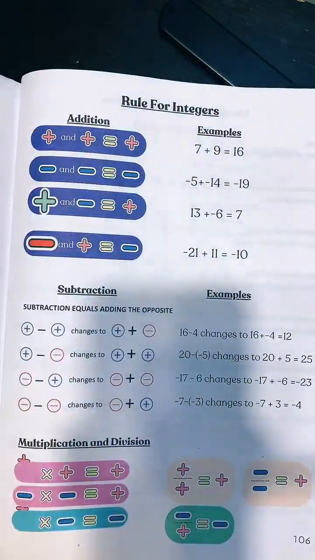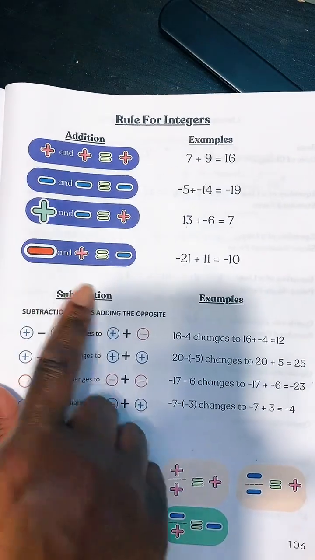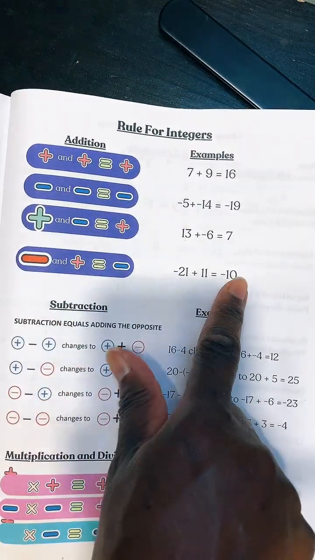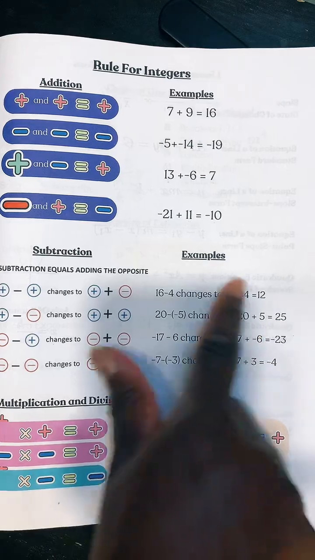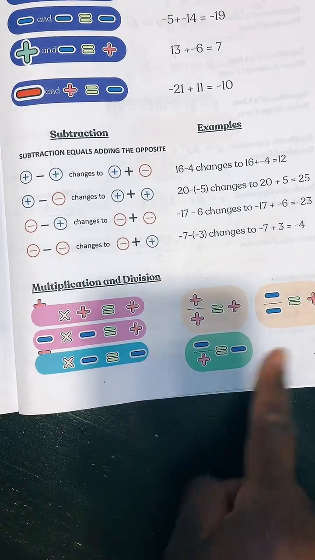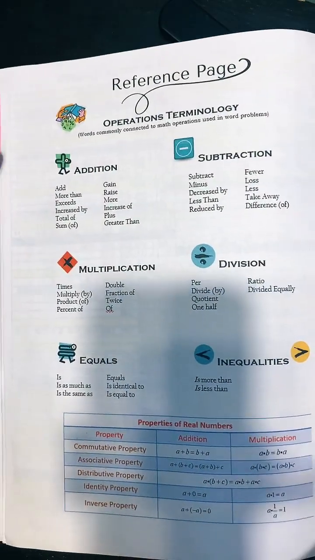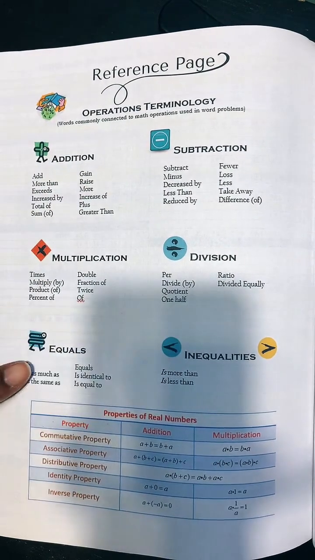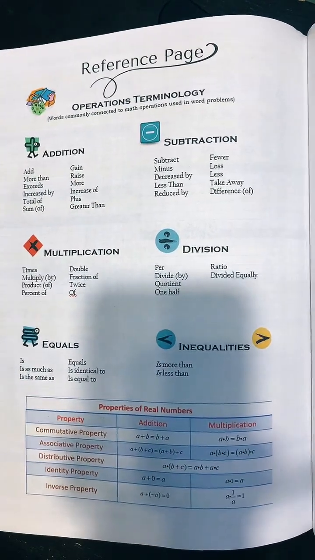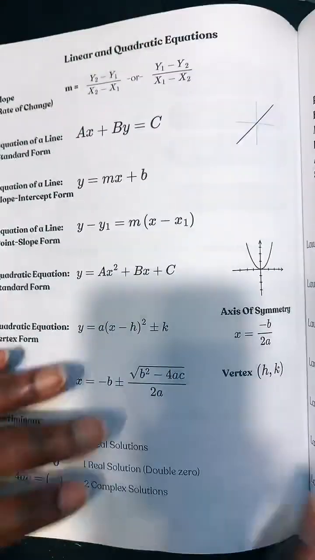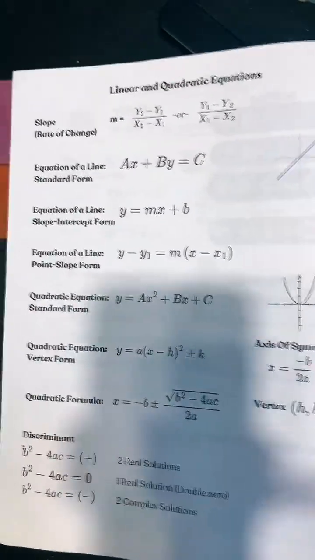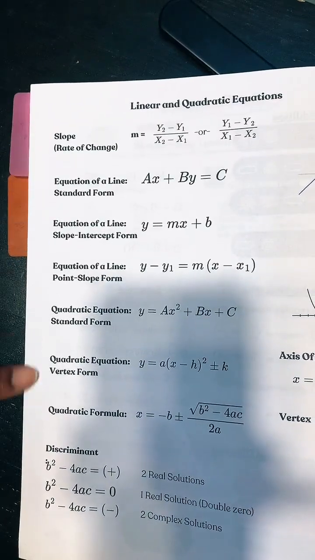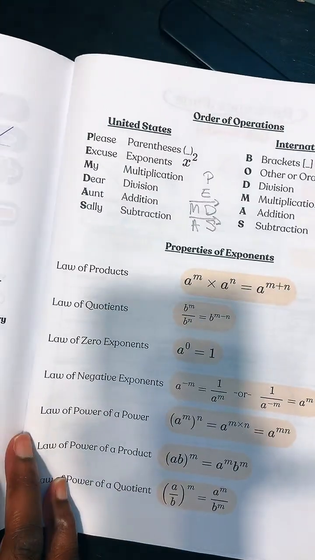Then in addition to that, the rules of integers. Remember we were talking about the rules for adding, subtracting, with examples, multiplying and dividing. If you get into word problems, the most used word problems for adding, subtracting, multiplying, dividing, equals, inequalities. Then once you go to linears and quadratics, you have all those formulas for linear and quadratic. As well as, oh, good.